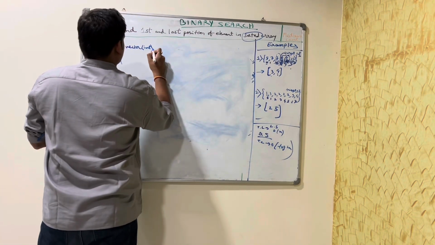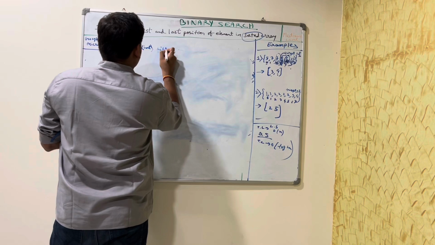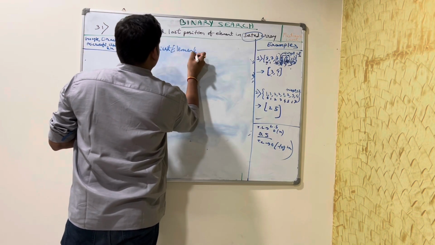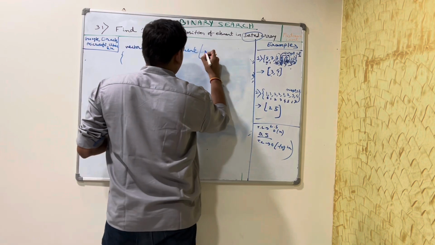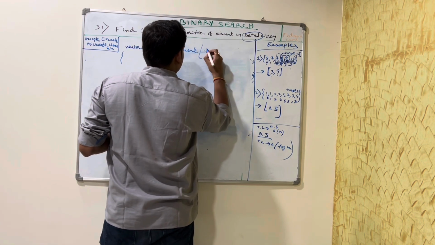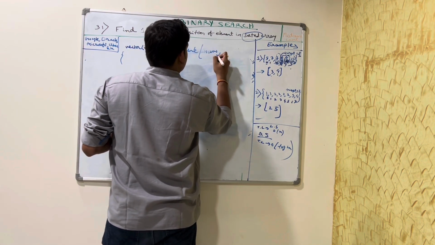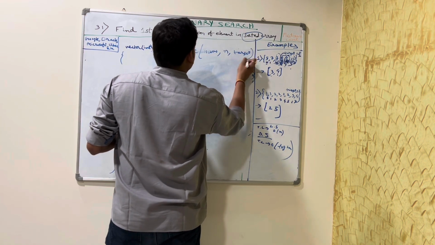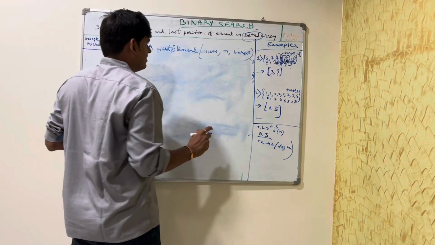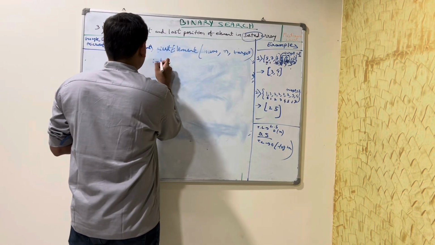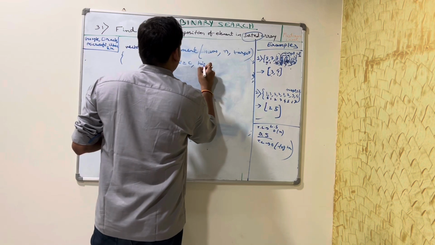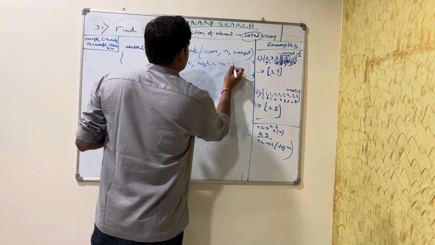So here we have the first element function. We have the array, say nums, and n and target, right? Now we will apply the binary search logic here. Low would be 0, high would be n minus 1, right?